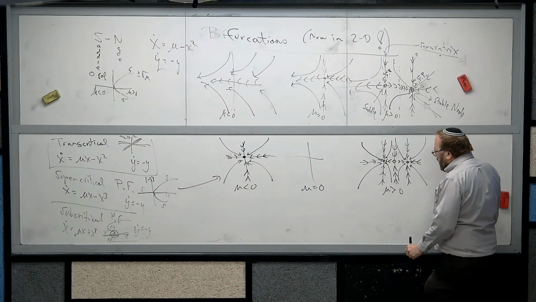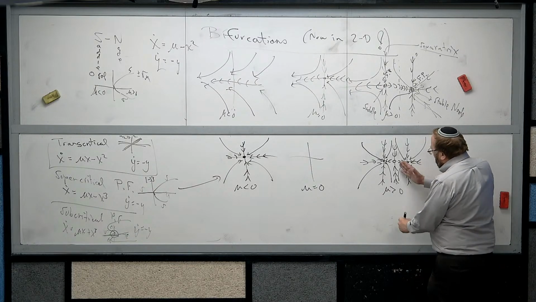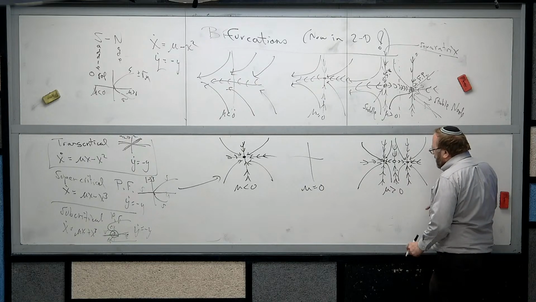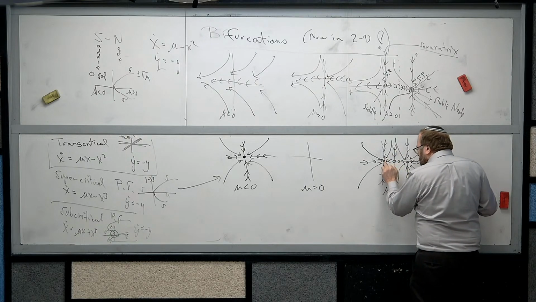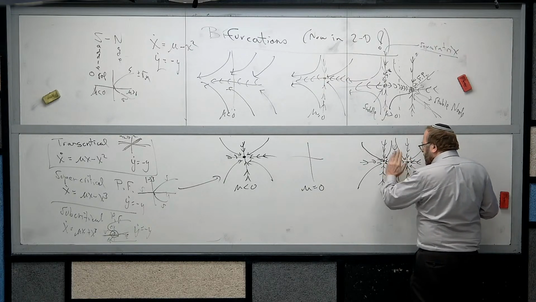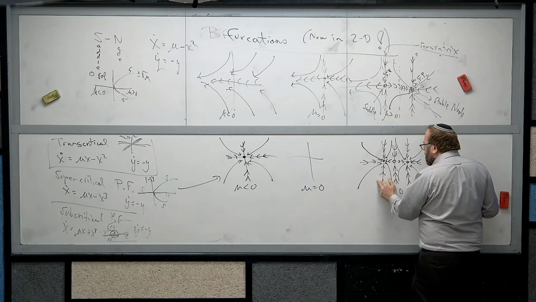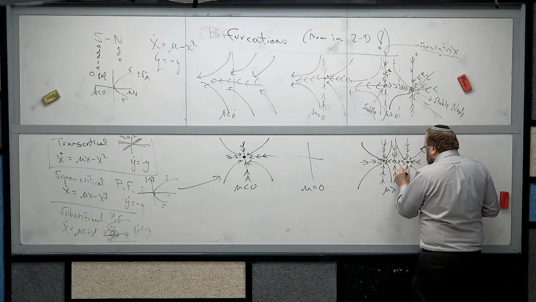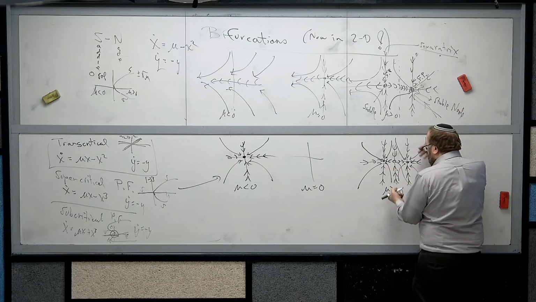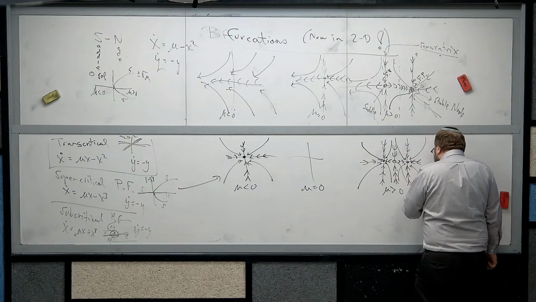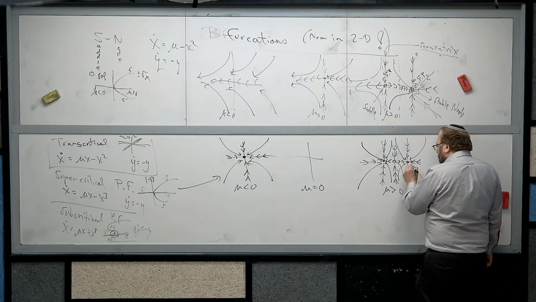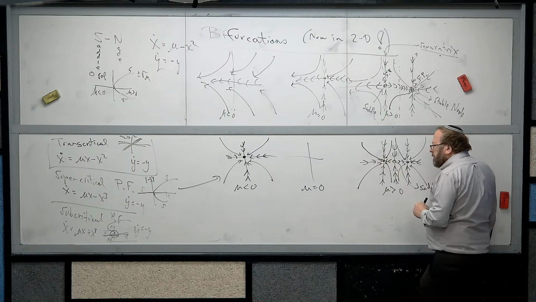So the basin of attraction of this stable fixed point is everything to the right of the origin, to the right of the y-axis. The basin of attraction of this fixed point is everything to the left of the y-axis. This is a saddle, right? Because it's stable in this direction and unstable in this, so that's a saddle. And now this, and two stable nodes.